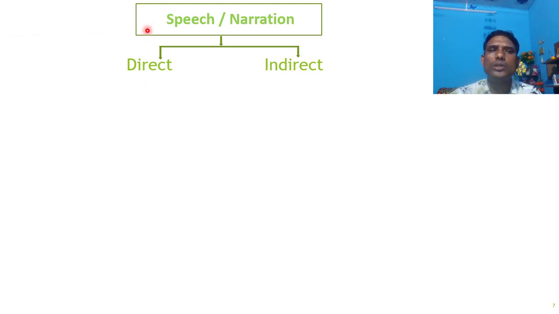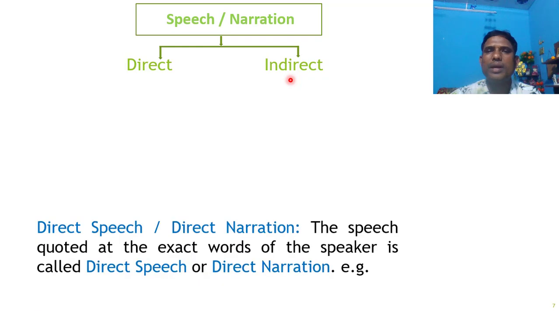There are two types of speech. Number one, direct speech. Number two, indirect speech or reported speech. Similarly, there are two types of narration. Number one, direct narration. Number two, indirect narration.